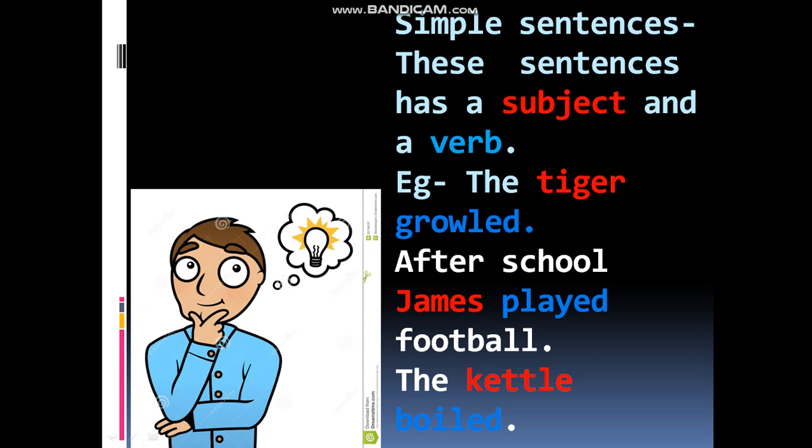After school, James played football. Who played football? James. James is the subject and played is a verb. So this sentence also has a verb and a subject. The kettle boiled. What is kettle? Subject, and boiled is the verb. So we have a subject and a verb in these sentences. That means these are all simple sentences.